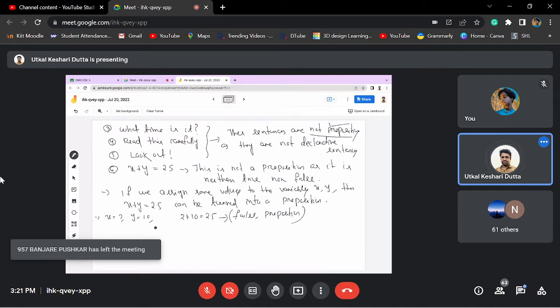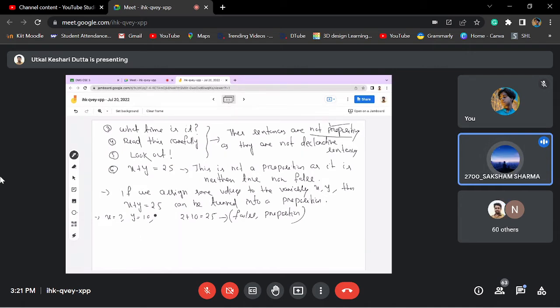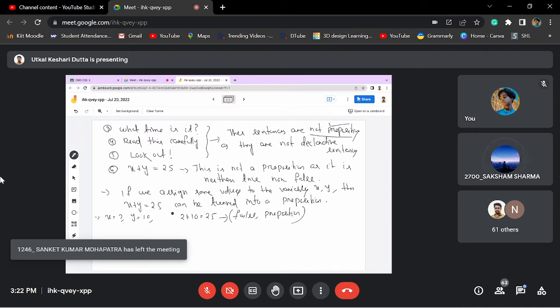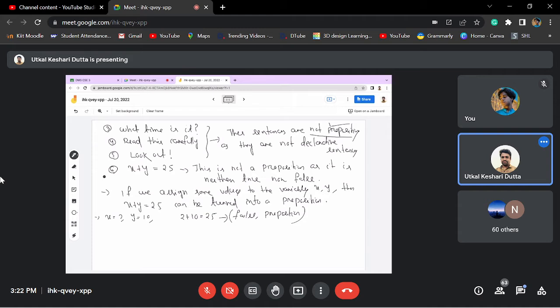Yes, sir. Then, sir, I understand the true and false proposition, but the word declarative sentence, where does this sentence come from? I don't understand this word. Which example, tell me particularly? In the last example 6c: x plus y equal to 25. That is a sentence.